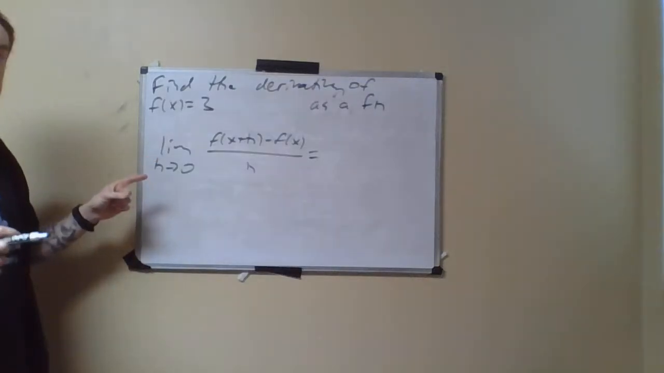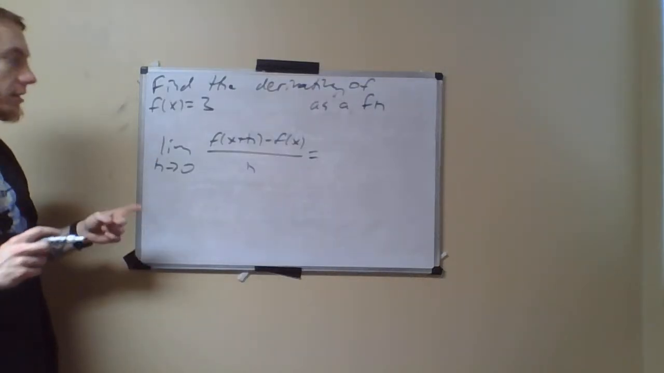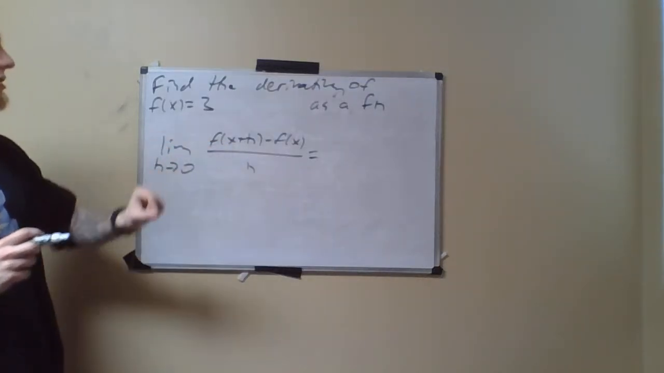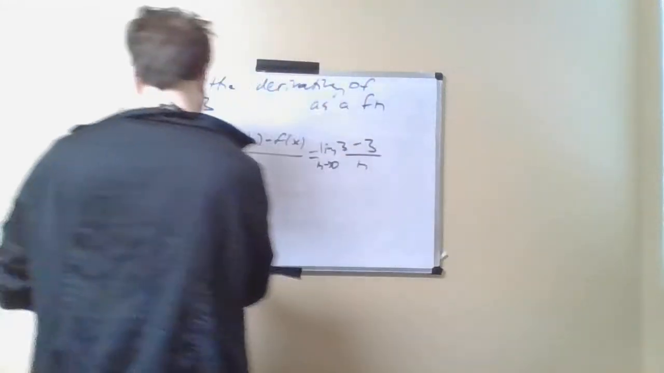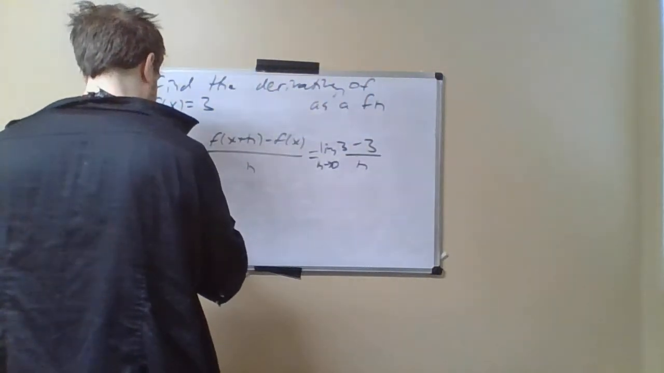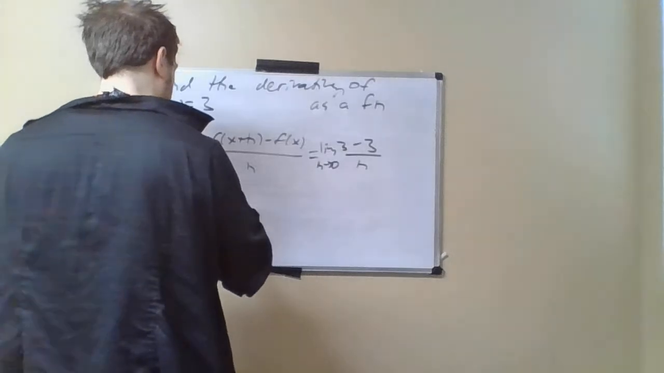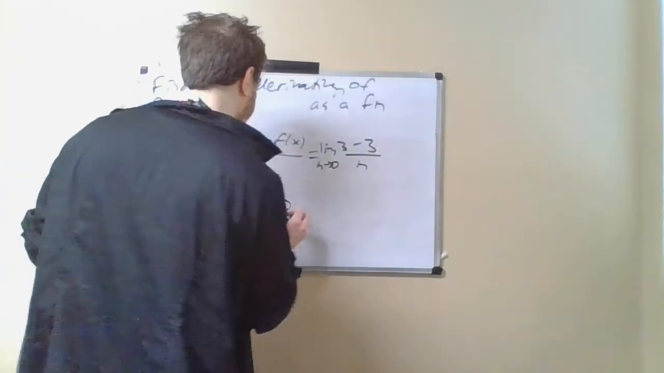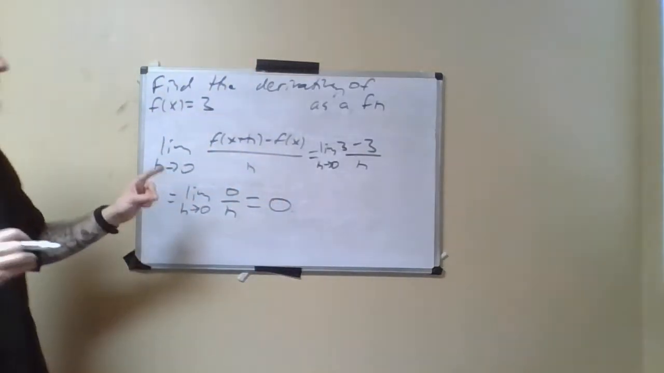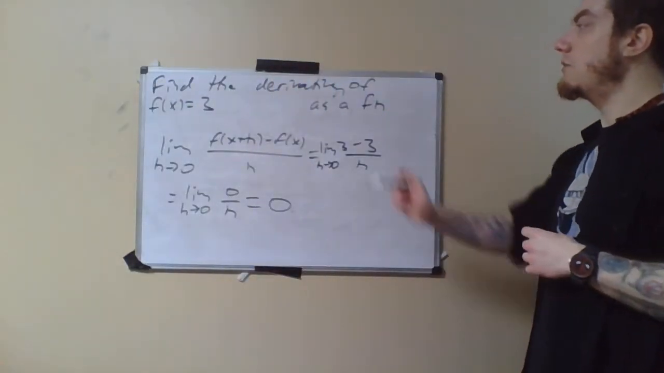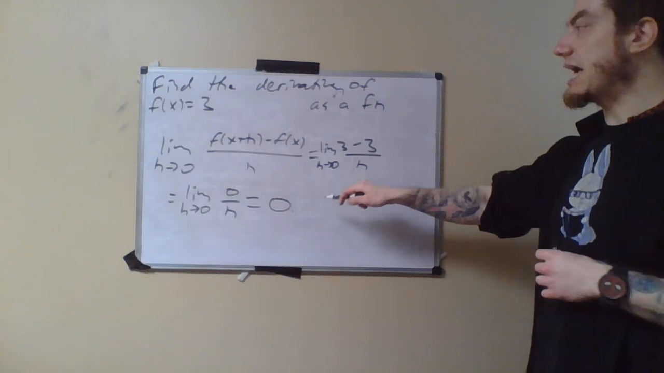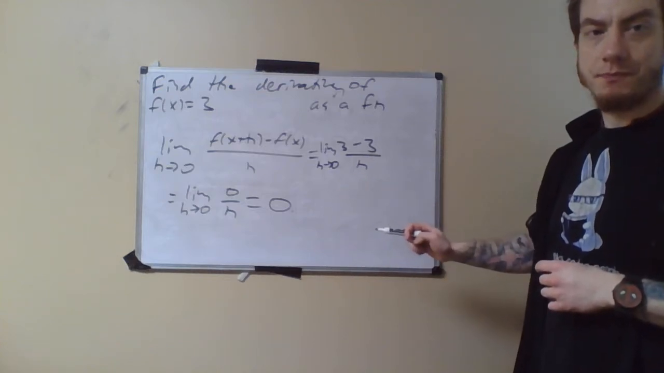Well, in this case, the answer is not a lot, because this function is always just equal to 3. So this becomes the limit as h approaches 0 of 3 minus 3 over h. That's the limit as h approaches 0 of 0 over h, and that comes out to be 0. So the answer here is that the derivative of this function is actually just equal to 0.